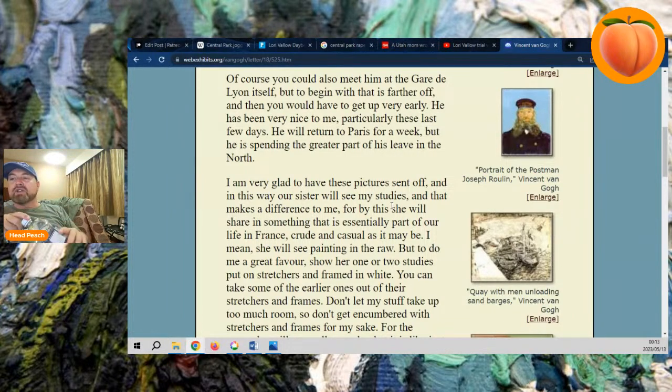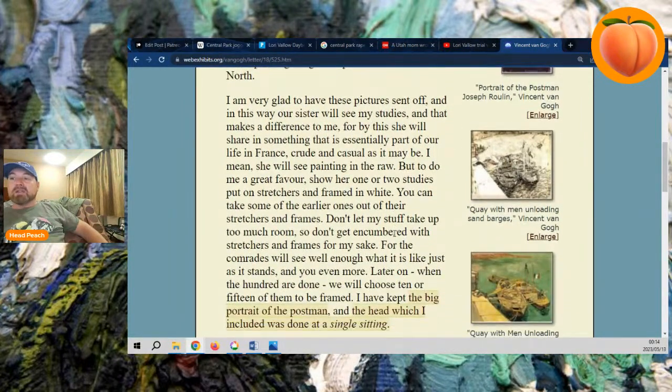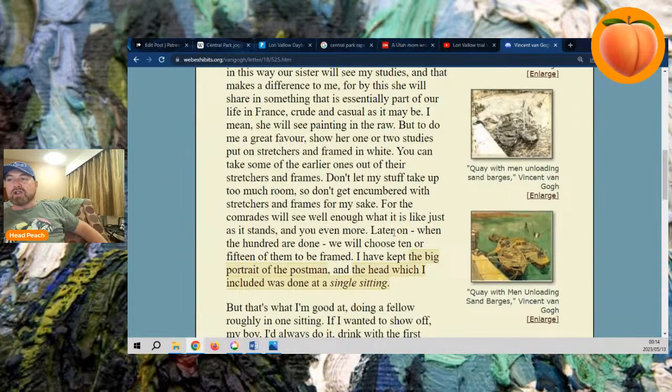"I'm very glad to have these pictures sent off. In this way, our sister will see my studies, and that makes a difference to me, for by this she will share in something that is essentially part of our life in France, crude and casual as it may be. I mean, she will see painting in the raw, but to do me a great favor, show 1 or 2 studies put on stretchers and framed in white. You can take some of the earlier ones out of their stretchers and frames."